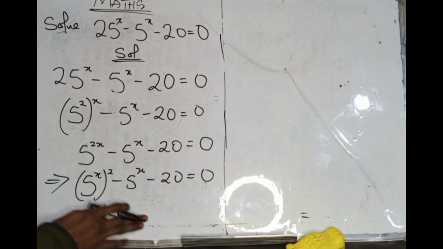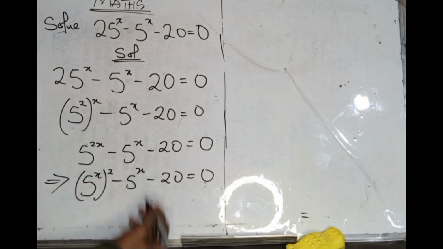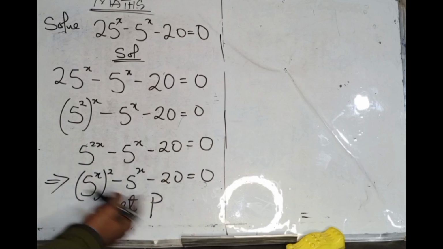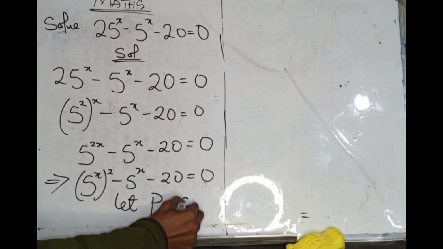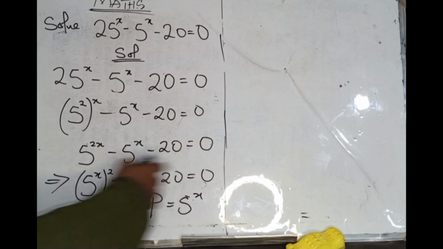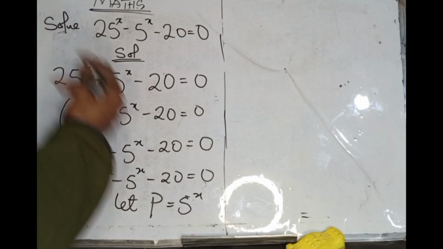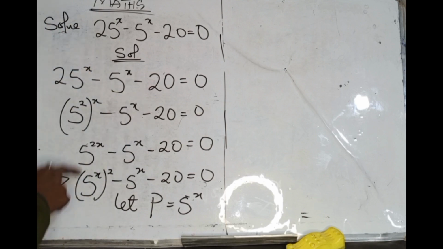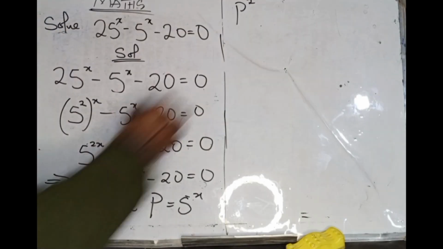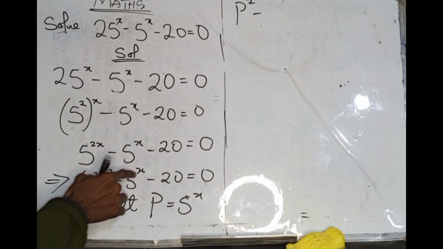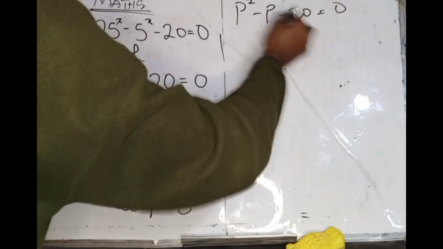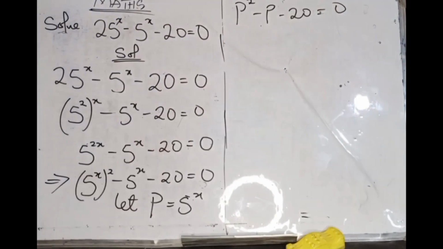Alright, so now I can make an assumption by saying let p, you can use any alphabet of your choice, be equal to that 5 power x. That is to say, anywhere I see 5 power x in this equation, I can substitute it to be p. So let's go. Now instead of 5 power x here, I'll have p squared, minus, here 5 power x becomes just p, then minus 20 is equal to 0. Okay?